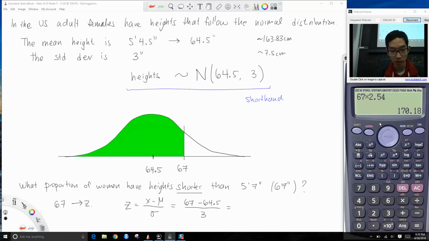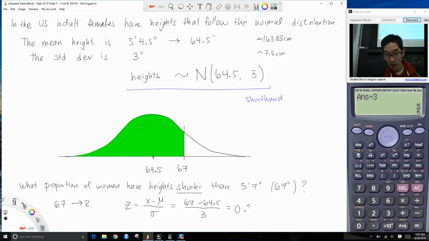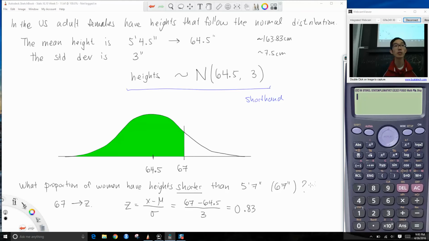I get 64.5 minus 67 divided by 3. All right, and I get a z. Oops. I'm sorry, I did that backwards. Z is positive 0.833. Sorry, 67 minus 64.5 divided by 3. Okay, so I get 0.833333. I'm going to have to round off to 2 decimal places, so I round off to 0.83. I get Z is equal to 0.83. Is that okay? All right, and then I'm going to look this up in the table.